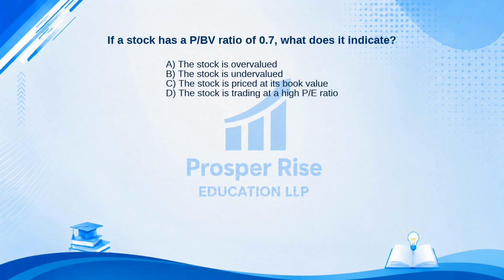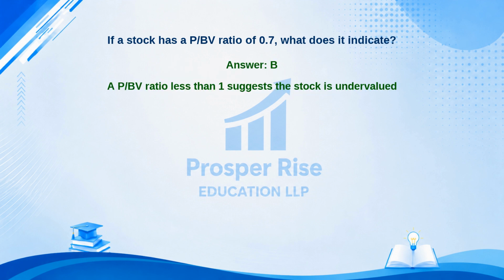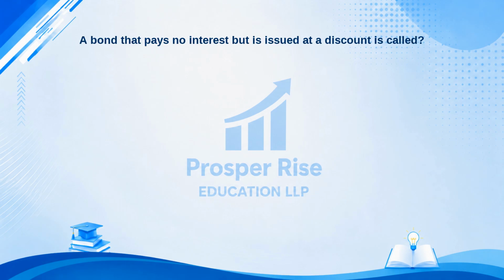The correct answer is option B. Let's see why. A P by BV ratio less than 1 suggests the stock is undervalued. Moving on to the next one. A bond that pays no interest but is issued at a discount is called.